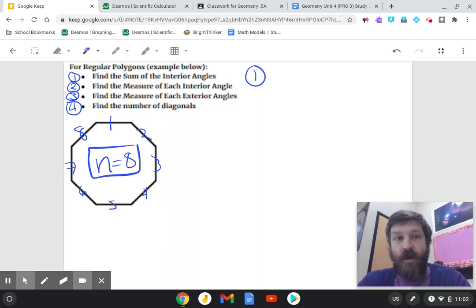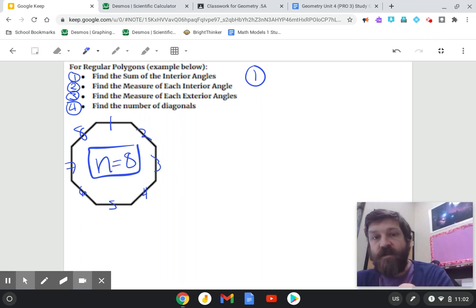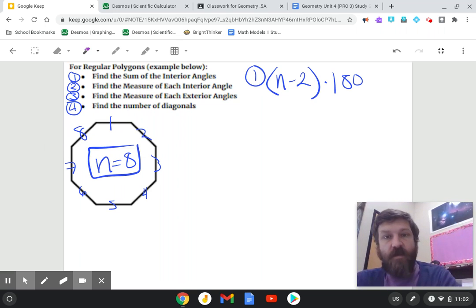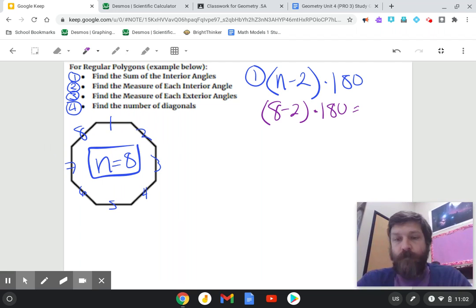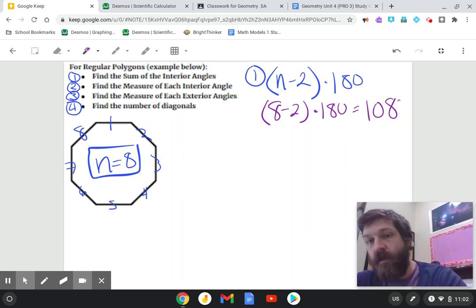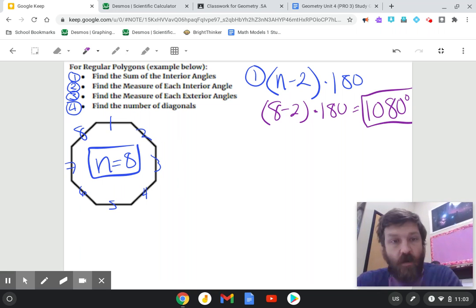I will provide these formulas on a separate file for you, but for now, the formula for the sum of the interior angles is n minus 2 times 180. And so in this case, 8 minus 2 times 180, which makes 6 times 180. And 6 times 180 is 1,080 degrees. And so that is the total measure of all of these angles.